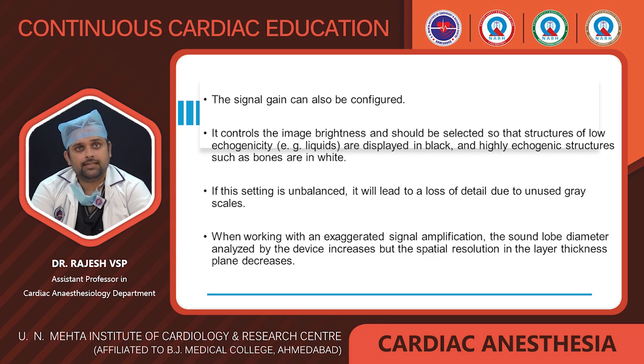The signal gain can also be configured. It controls the image brightness and should be selected so that structures of low echogenicity, such as liquids, are displayed in black, and highly echogenic structures, such as bones, are in white. If this setting is unbalanced, it will lead to loss of detail due to unused grayscales. When working with exaggerated signal amplification, the sound lobe diameter analyzed by the device increases, but the spatial resolution in the layer thickness plane decreases.